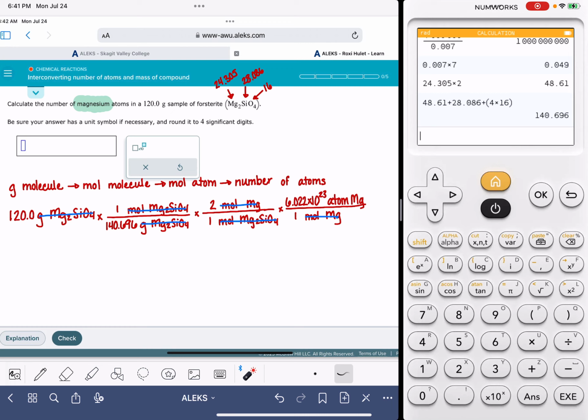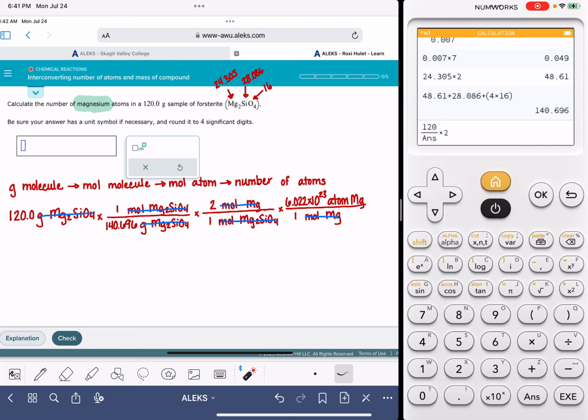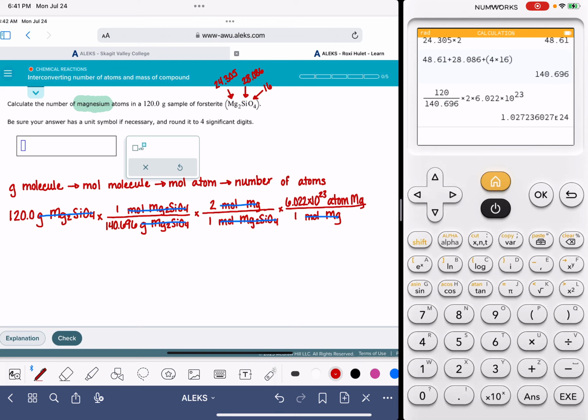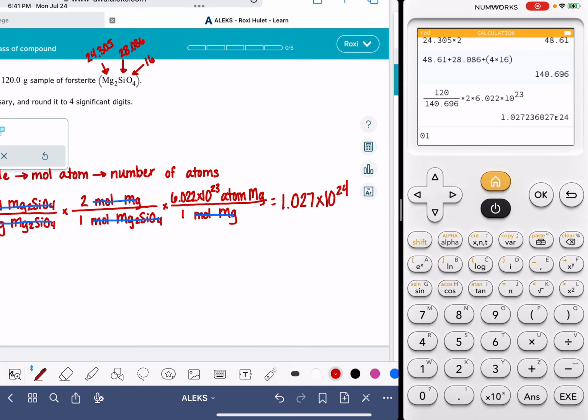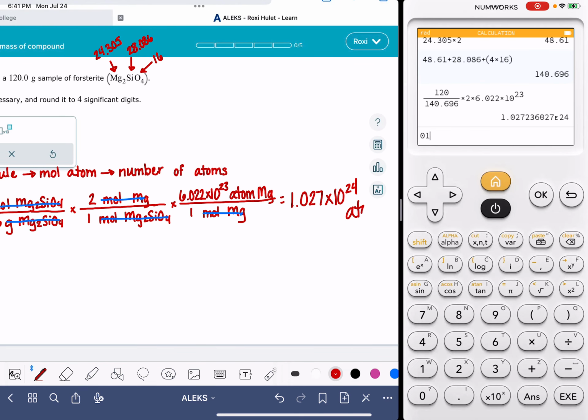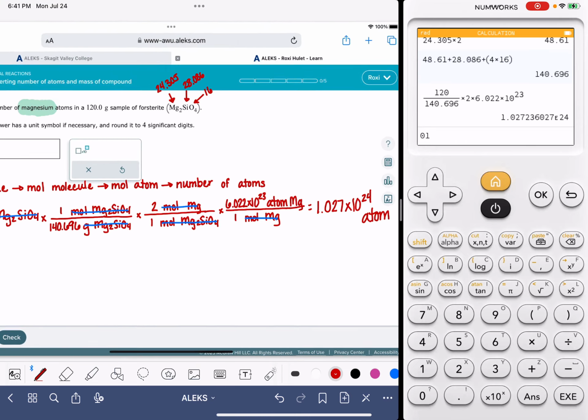And 120 divided by that 140.696 times 2 times 6.022 times 10 to the 23rd gives me a large number, which I would expect because we are calculating the number of atoms of something. 1.0 said 4 significant figures, 1.027 times 10 to the 24. ALEKS does want you to include a unit symbol. For this version of the problem, the unit is atoms.